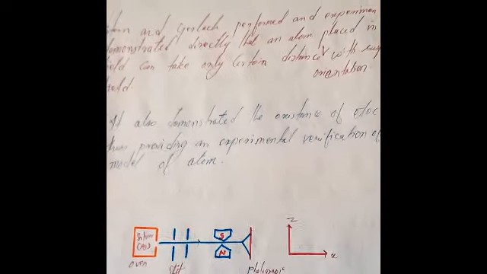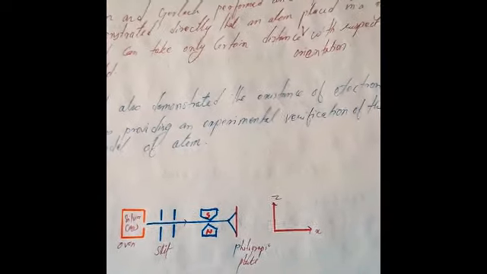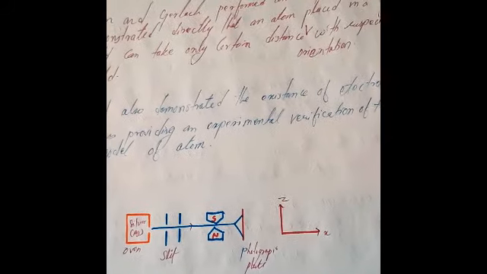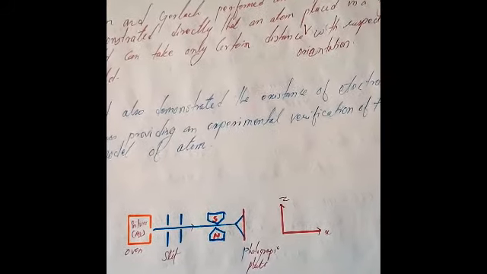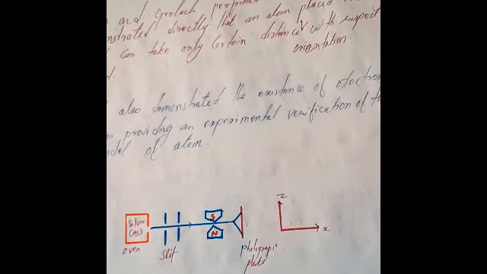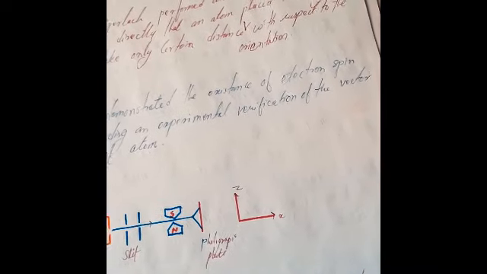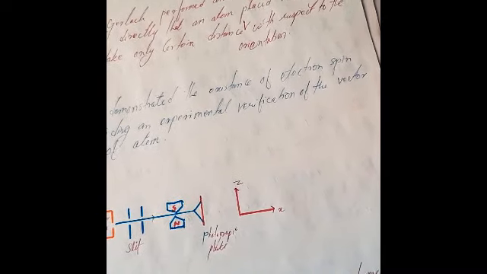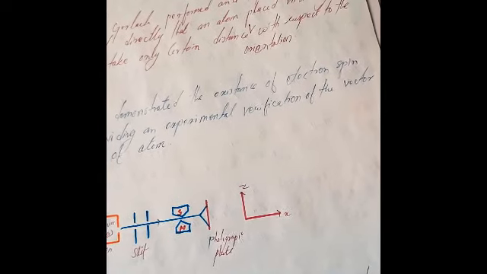Stern-Gerlach performed an experiment that demonstrated directly that an atom placed in a magnetic field can take only certain discrete orientations with respect to the field. It also demonstrated the existence of electronic spin, thus providing an experimental verification of the vector model of an atom.